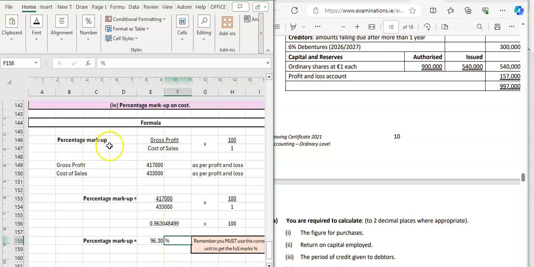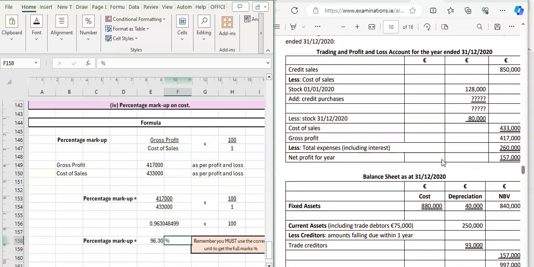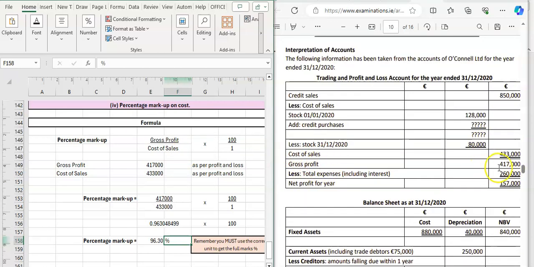So that's your percentage markup, gross profit divided by cost of sales. This figure was nice because it's given our gross profit of 417. If that figure wasn't there, you use your credit sales figure and you take away the 433, which is your cost of sales. And if that cost of sales of 433 wasn't there, you take away the 417 from the 850, and that'll give you 433. So we've identified our two figures. Now we can put the two figures into the formula, divide it out, and then multiply it by 100 to get your percentage. That's the fourth and final adjustment done for O'Connell for 2021.